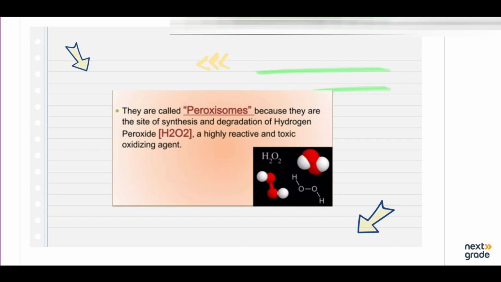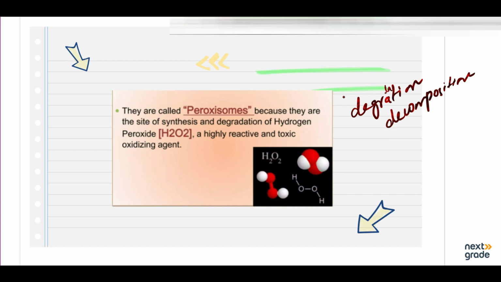They are called peroxisome because they are the site for the degradation and decomposition of hydrogen peroxide inside the cell. Right? That is why we named them peroxisomes. A highly reactive and toxic oxidizing agent is basically H2O2, or hydrogen peroxide.